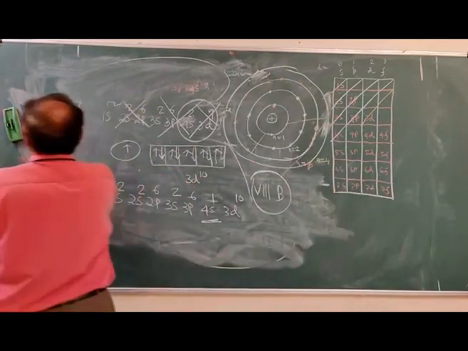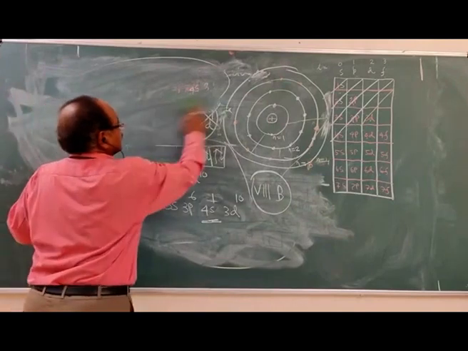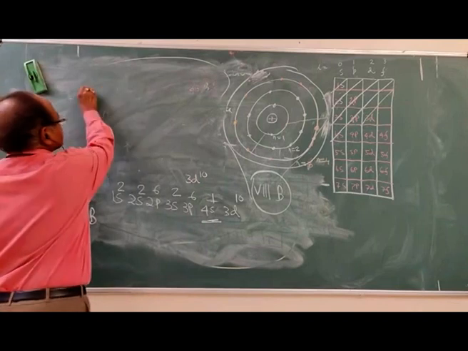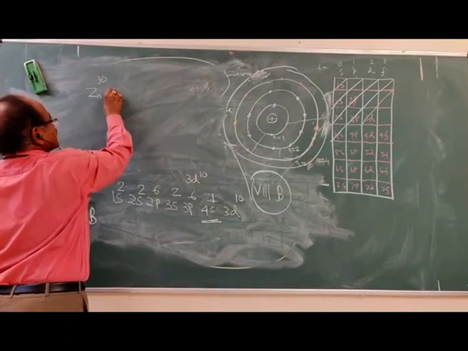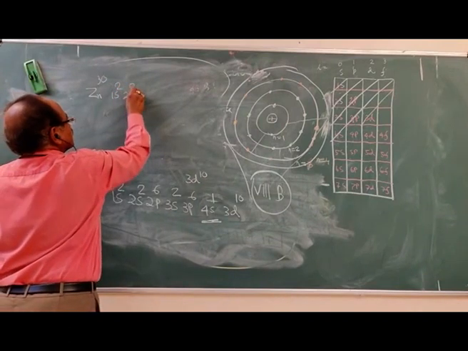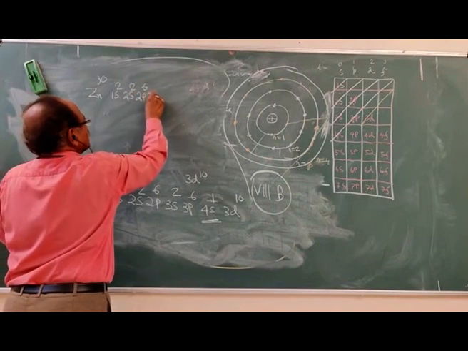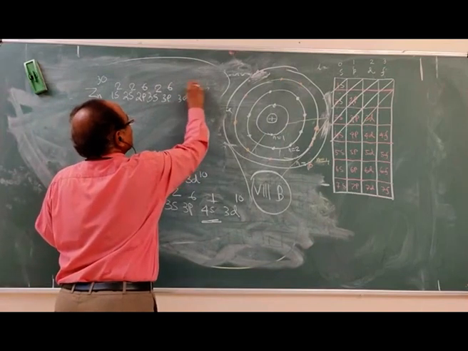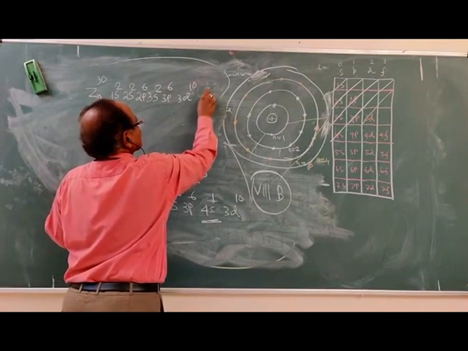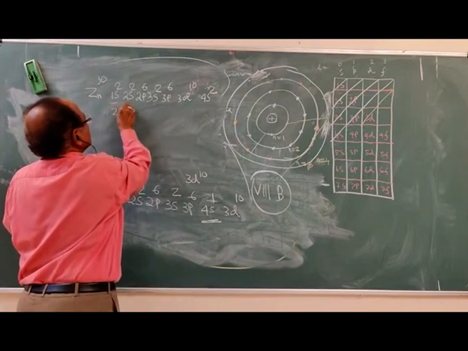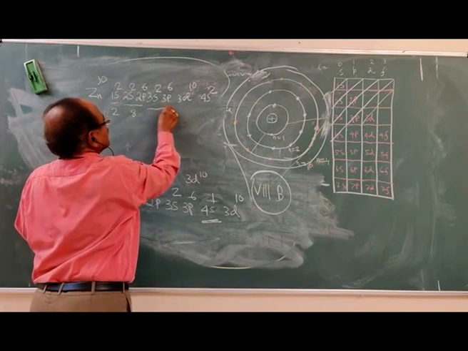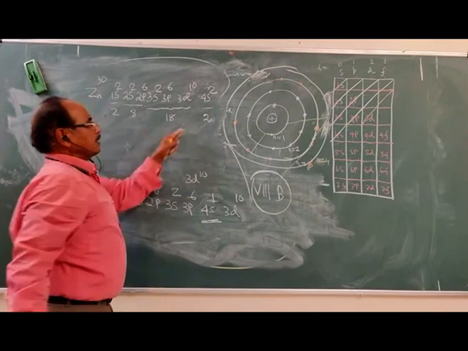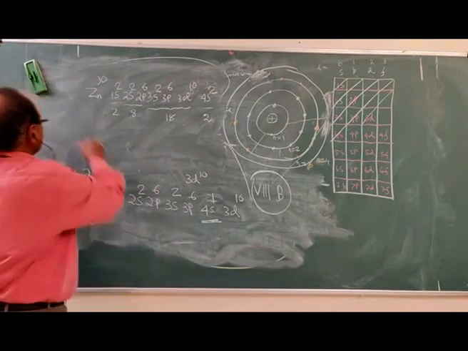Now we'll come to the next element, zinc. Zinc 30: 1s2, 2s2, 2p6, 3s2, 3p6, then 3d10, 4s2. So this is 2, this is 8, this is 18, and this is 2. This is zinc. And now you go to the series.